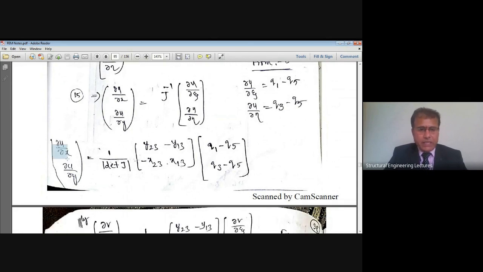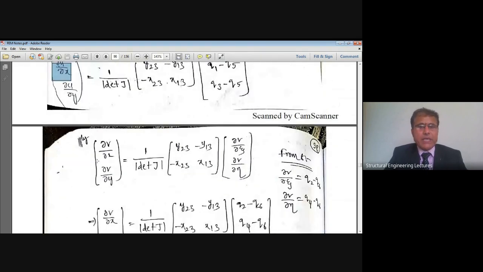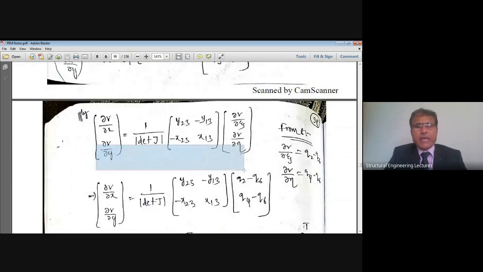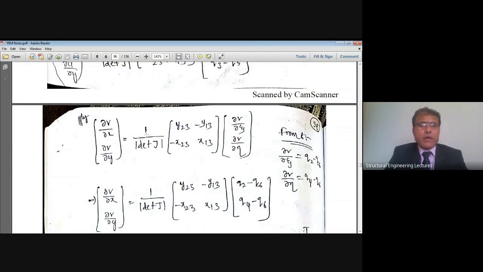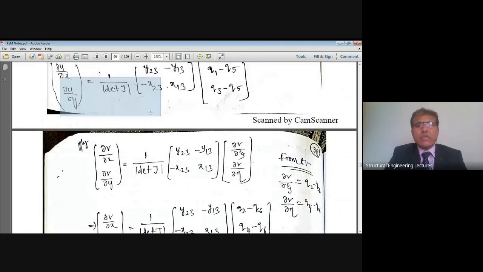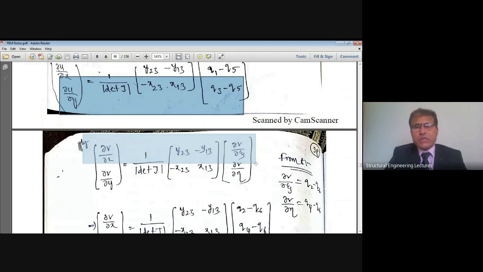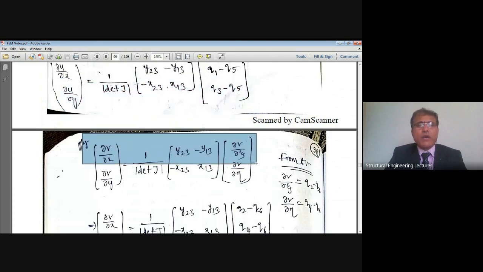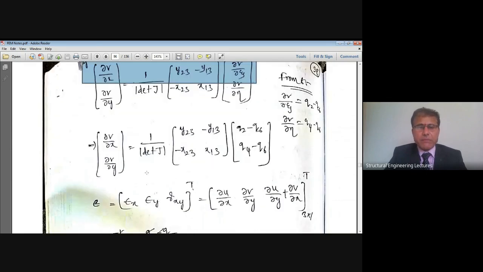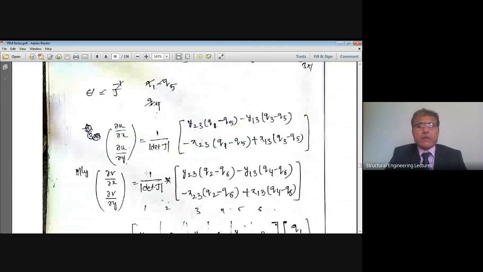That is what the direct strain. Similarly, the direct strain along the y-axis, ∂v/∂y, is nothing but 1/det J multiplied by [−x23 ∂v/∂ξ + x13 ∂v/∂η]. And these two simultaneous equations will contribute to the shearing strain, ∂u/∂y + ∂v/∂x. These two equations, the second equation and the third equation, its summation is the third one, right?